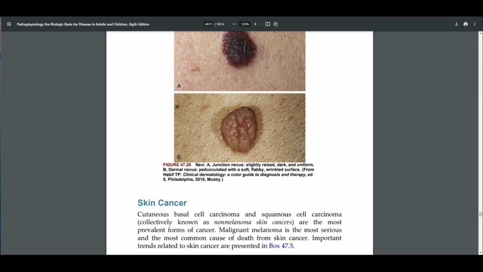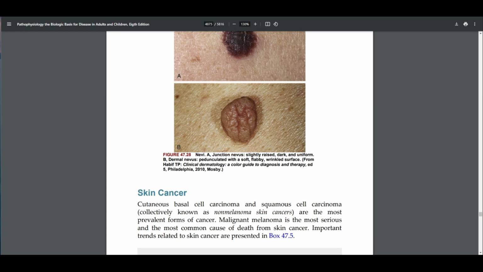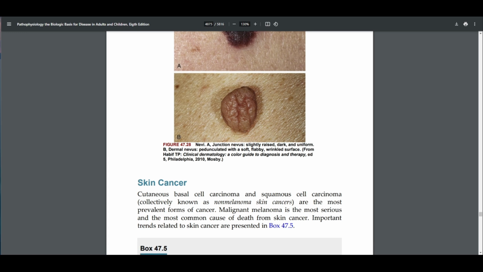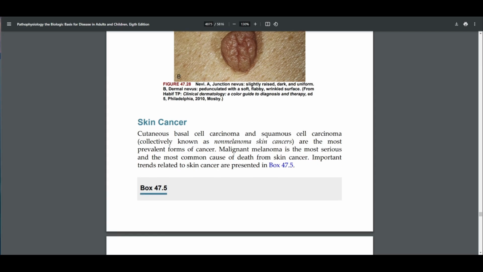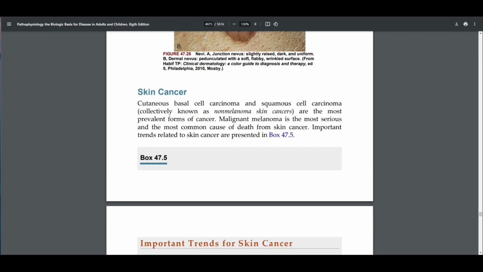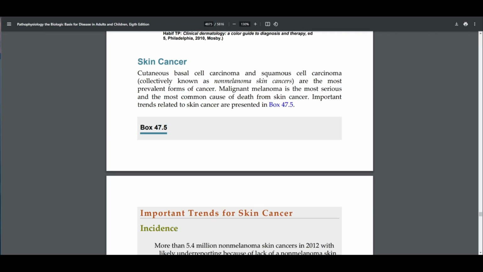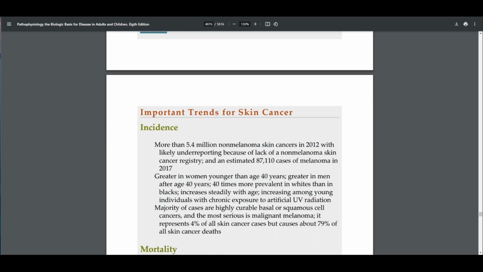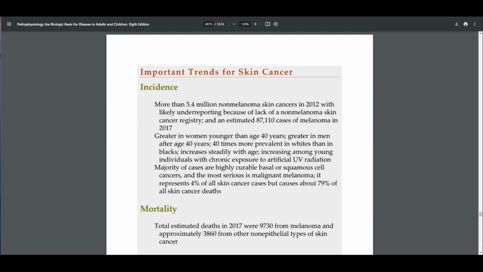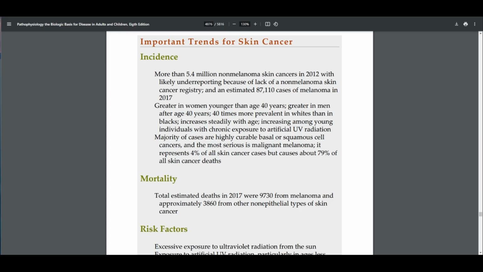Skin cancer. Cutaneous basal cell carcinoma and squamous cell carcinoma are the most prevalent forms of cancer. Malignant melanoma is the most serious and the most common cause of death from skin cancer. Important trends related to skin cancer are presented in the following box. A great spot to educate yourself on the importance of trends for skin cancer. So hit pause.